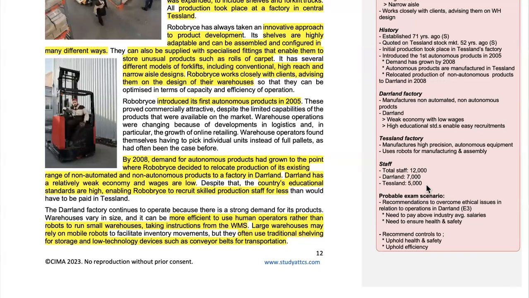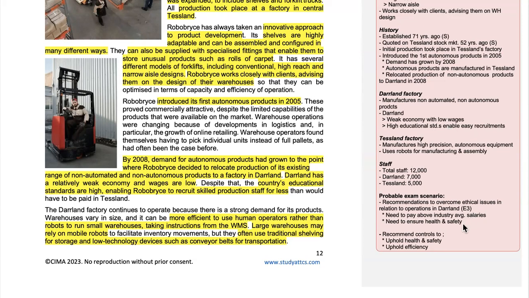So based on all this information, I've predicted a possible exam scenario which can be thrown at you at the exam. You might have to come up with recommendations to overcome ethical issues in relation to carrying out operations in Darland, especially given the fact that it's mentioned that we are paying low wages to these individuals who are involved with operations within Darland.